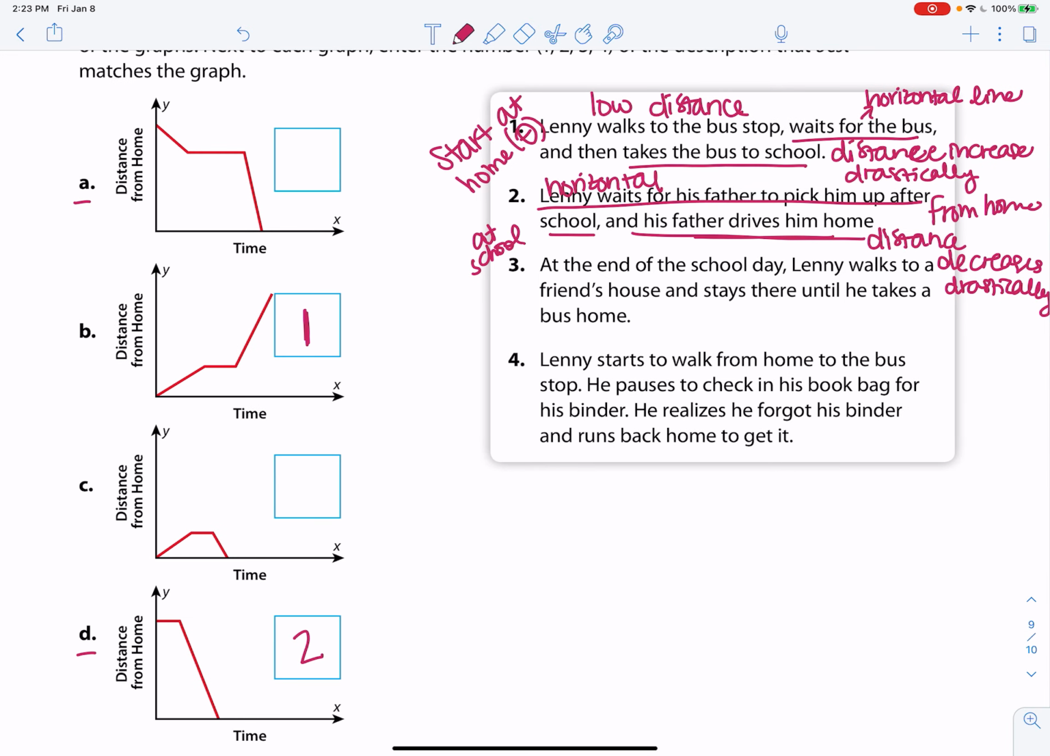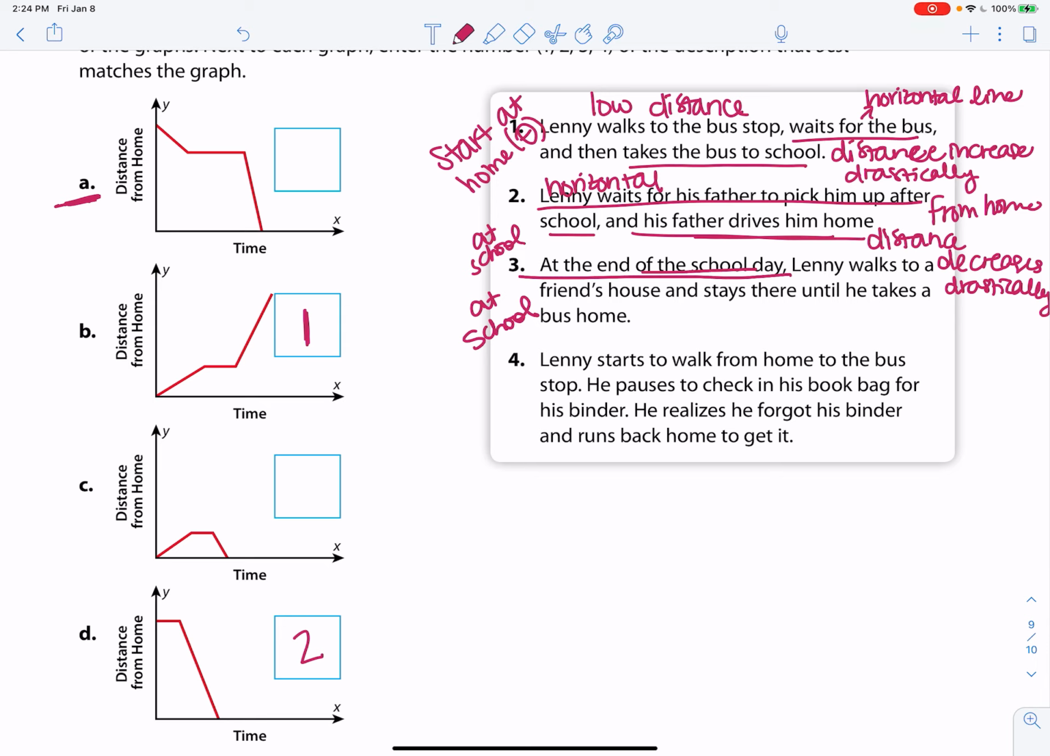All right, moving on, we have number 3. At the end of the school day, he is at school. Lenny walks to a friend's house and stays there until he takes a bus home. So at the end of the school day, he's still at school, and you can clearly see there's only one that's left that has him starting off at school. Because again, if he's starting at school, his distance from home is pretty high up. The only one left that has a distance that's pretty high up is A. So he's at school, which means he is not at 0.